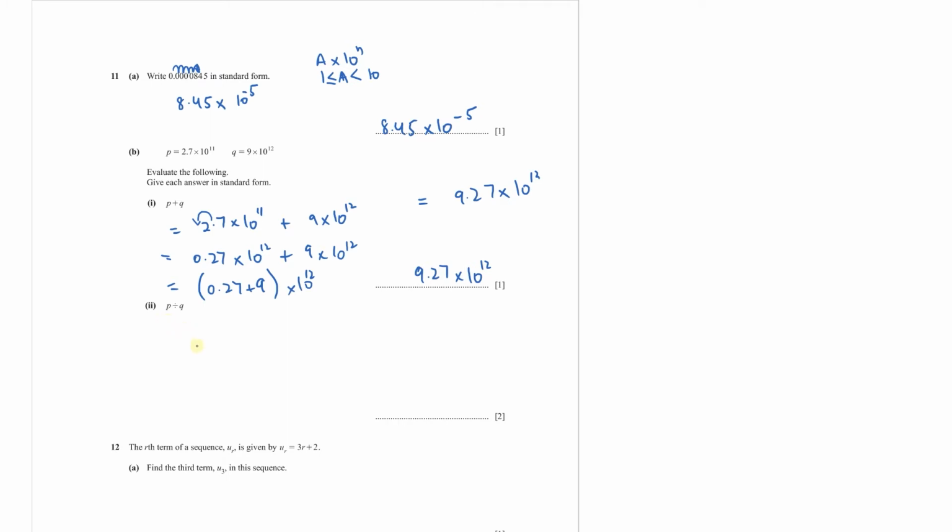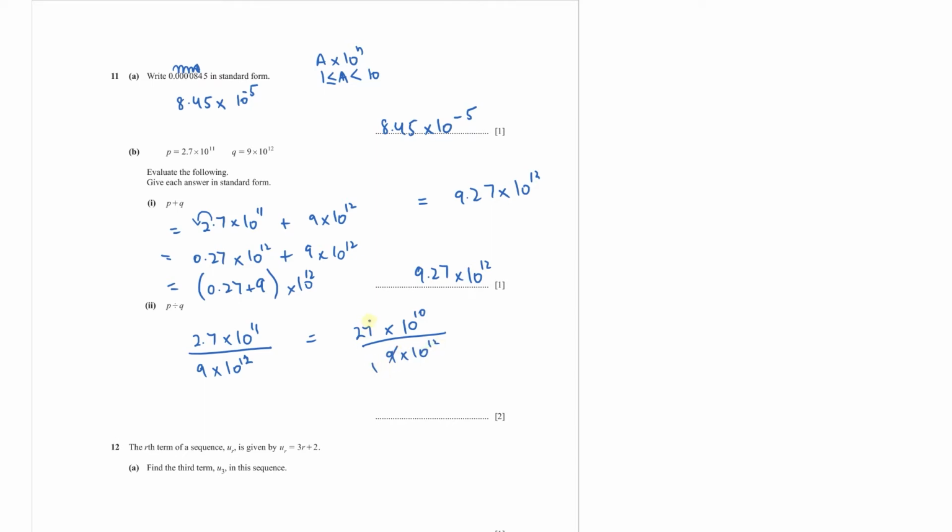Part 2 is P divided by Q. So P is 2.7 into 10 power 11 divided by 9 into 10 power 12. Now I can remove this decimal to make this division easier because I can see that 27 by 9 will be simply 3. So I move this decimal one place to the right and decrease this power by 1. So this will be 27 into 10 power 11 minus 1, which is 10, divided by 9 into 10 power 12.